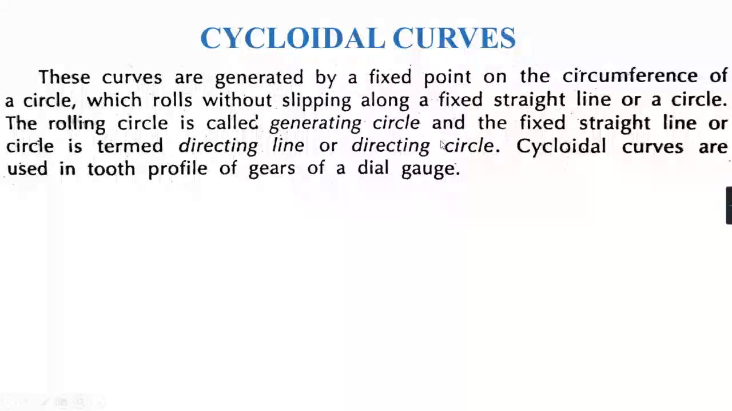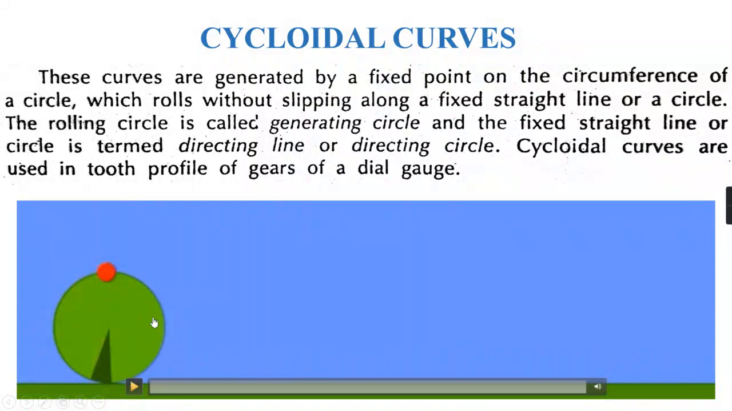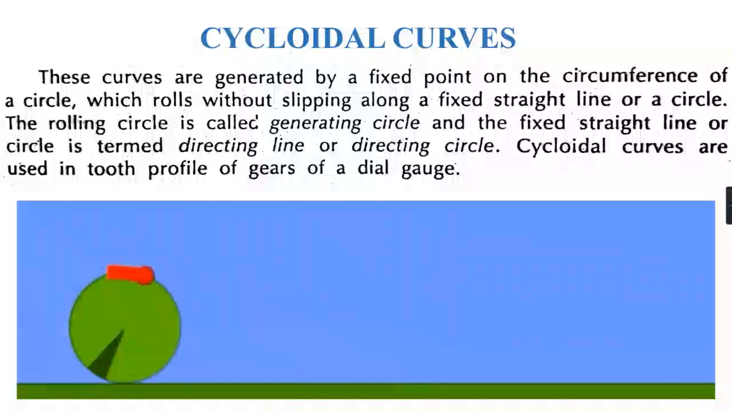So here you can see there is a point on the circumference. When this circle moves, the path created by this point on the circumference of the circle, this red line, is showing the cycloidal curve.